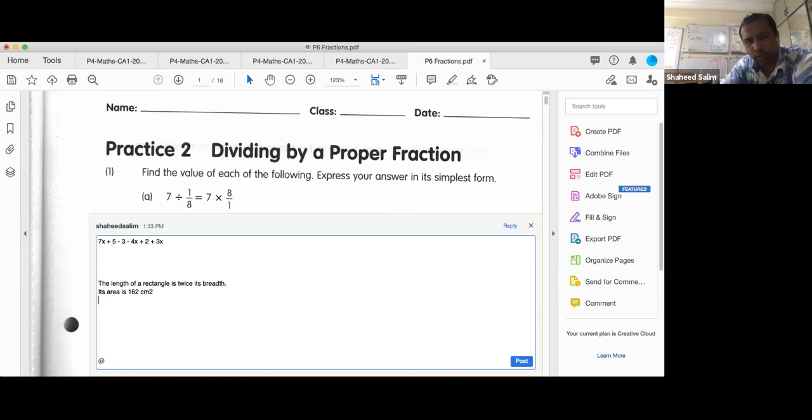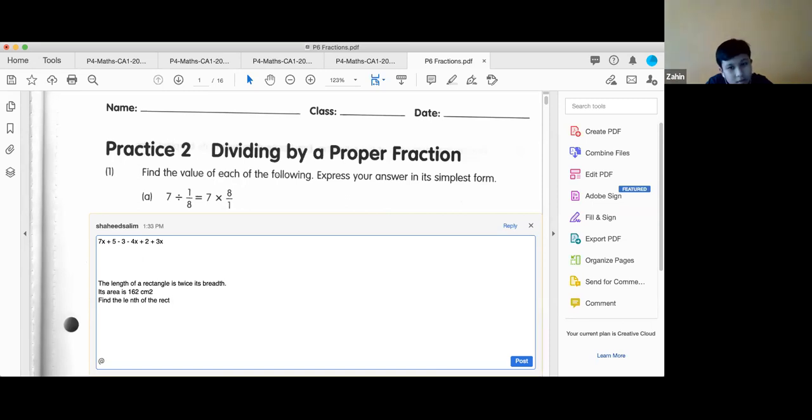Can you try this? The length of a rectangle is twice its breadth. The area of the rectangle is 162 square cm. Find the length of the rectangle. 81 cm.